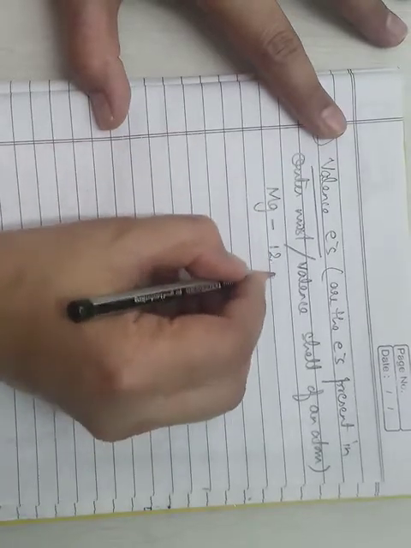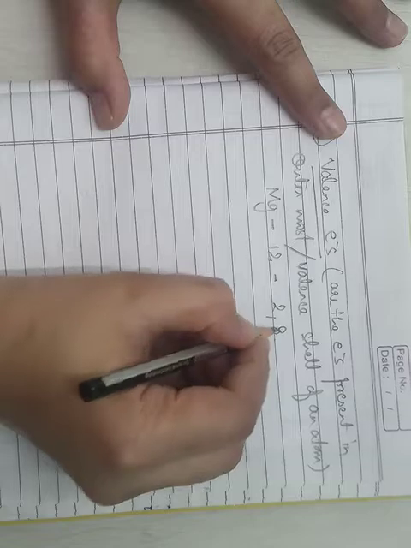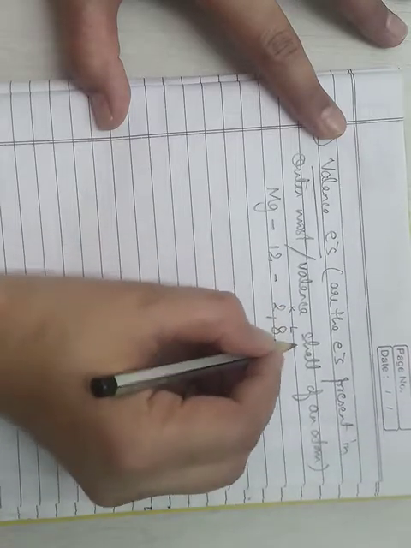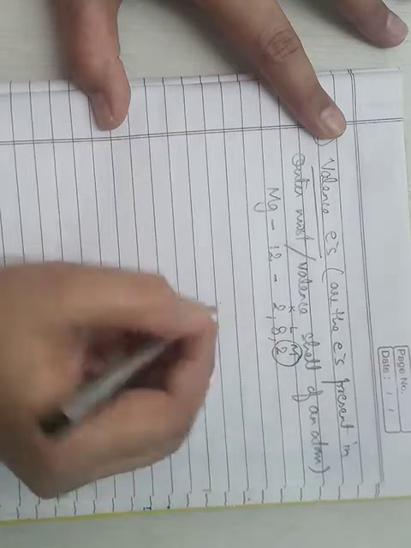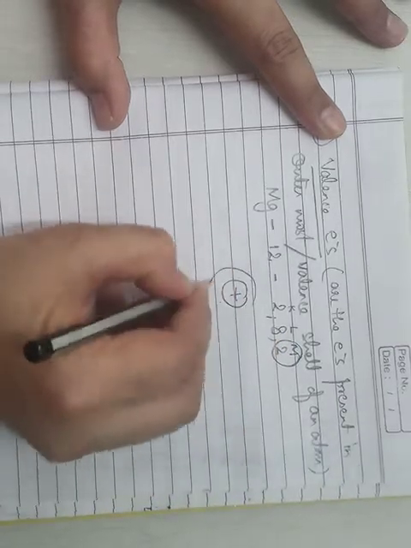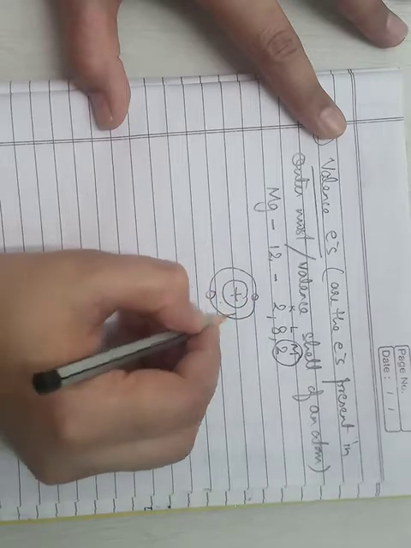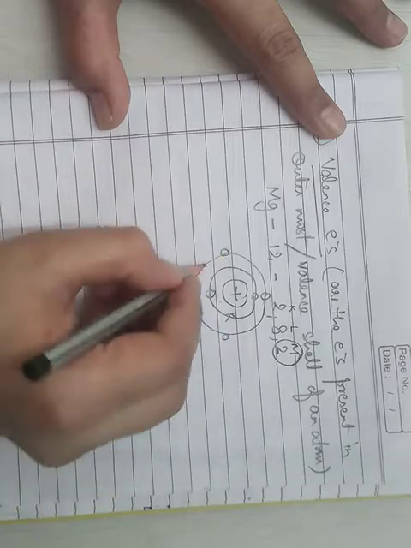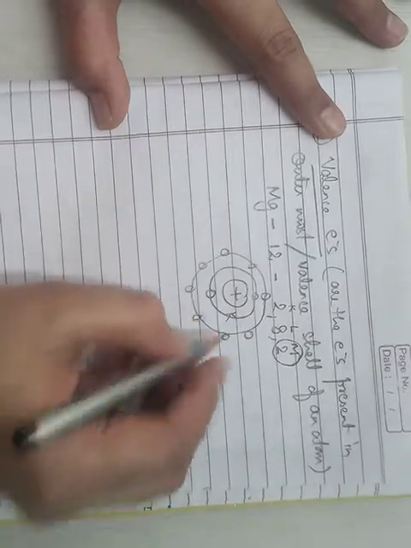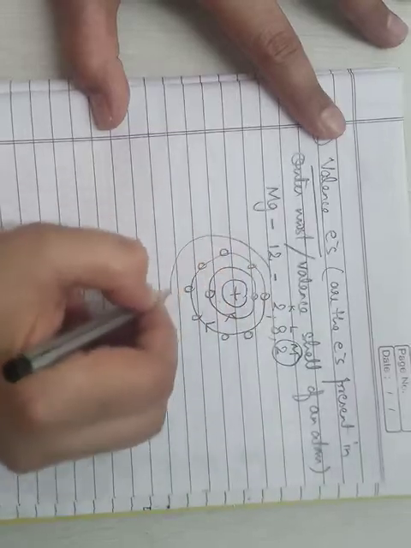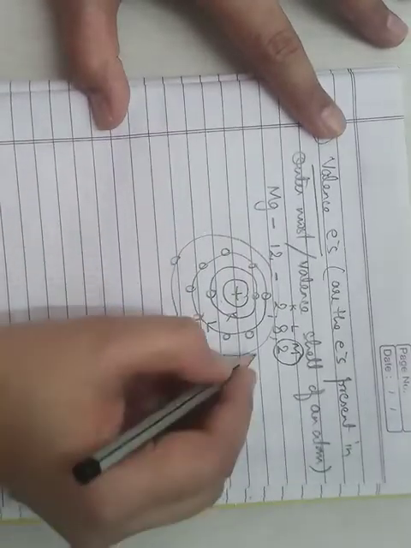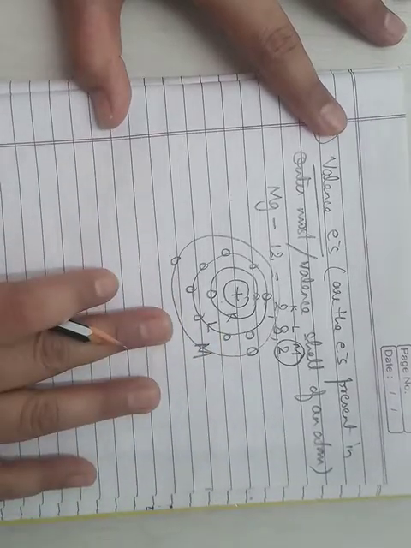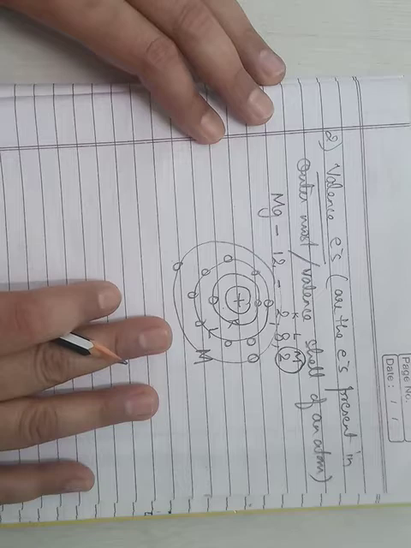First of all write the atomic number, then you write the configuration 2, 8, 2. Now you have 3 shells, K shell, L shell, M shell, and M is the outermost shell, because when you draw it, the first shell will have 2 electrons. This is your K shell. Then the second shell will have 8 electrons. This is your L shell, and the last shell will have 2 electrons, and this will be your M shell. So the outermost electrons are 2. So the valence electrons are 2.